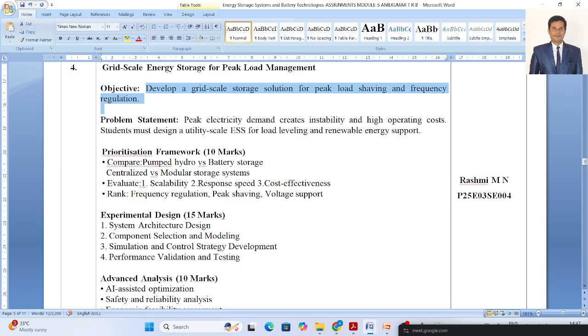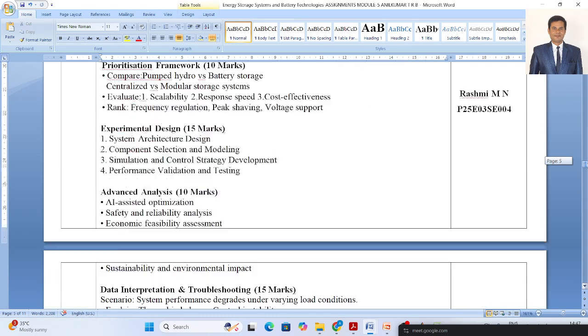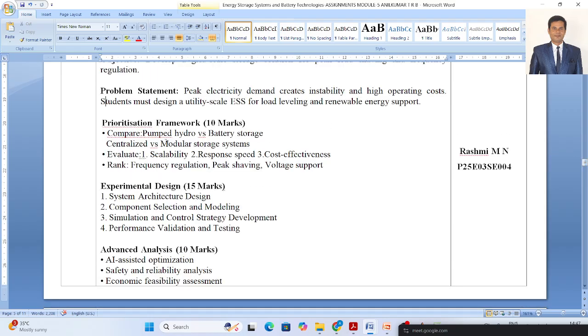The energy storage system, you have to develop it. First you develop the grids, then see the load leveling, how it can be made in renewable energy systems. What prioritizations do you have to make? What are the frameworks? Compare pumped hydro with battery storage. You have to develop two grids, one with hydro and the other with battery storage, and see what is in the modular batteries, right?